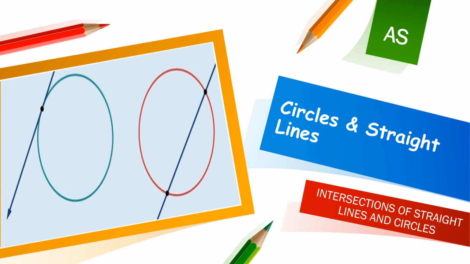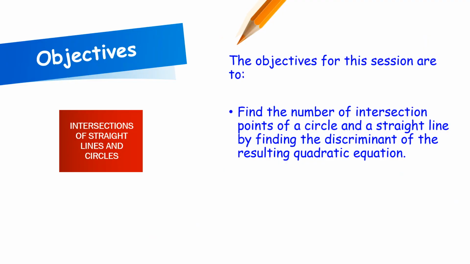Welcome to the session on circles and straight lines. In this session, we will be looking at intersections of straight lines and circles. The objectives for this session are to find the number of intersection points of a circle and a straight line by finding the discriminant of the resulting quadratic equation.